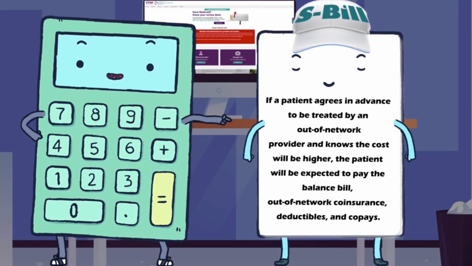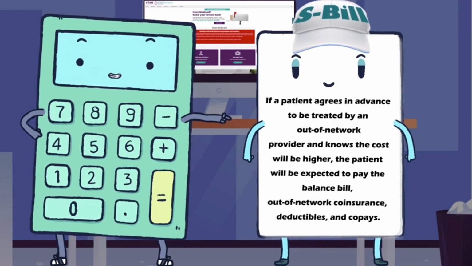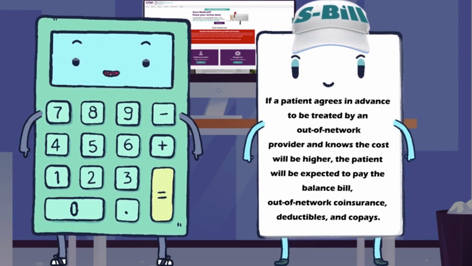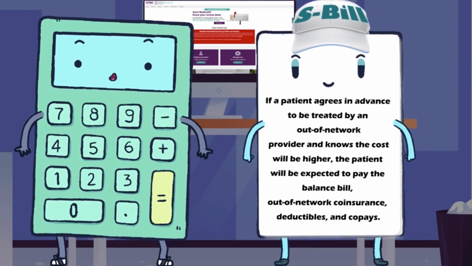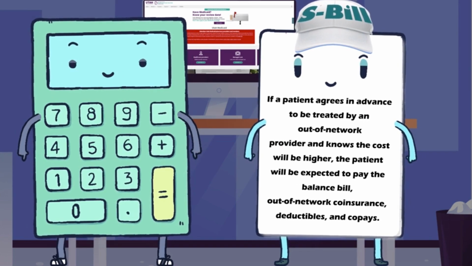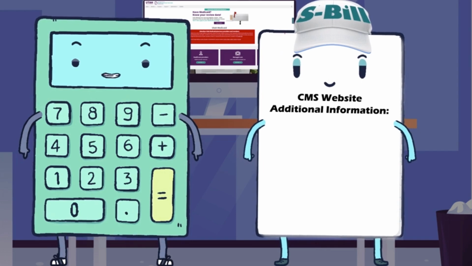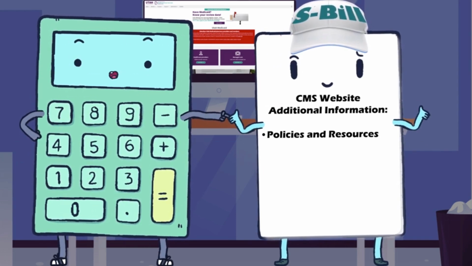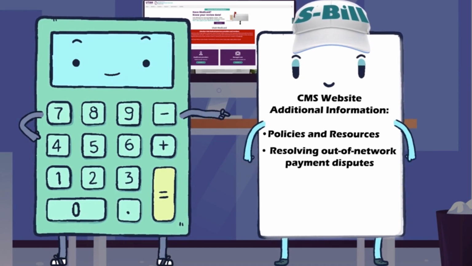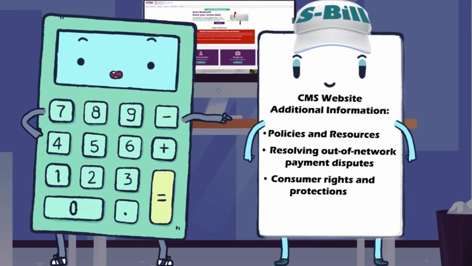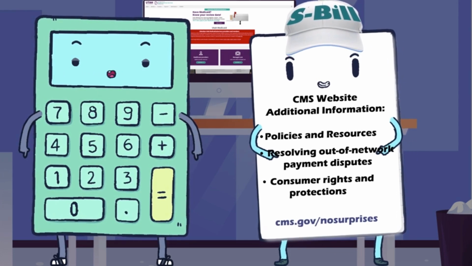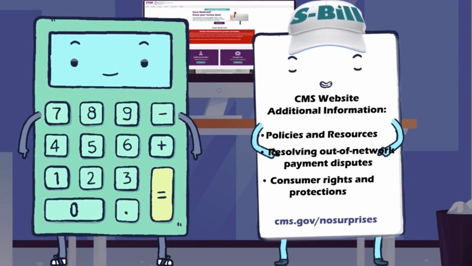If a patient agrees in advance to be treated by an out-of-network provider and knows the cost will be higher, the patient will be expected to pay the balance bill, out-of-network coinsurance, deductibles, and copays. Please refer to the CMS website for more information about surprise medical bills, including policies and resources, resolving out-of-network payment disputes, consumer rights, and protections. That website URL is cms.gov/nosurprises.